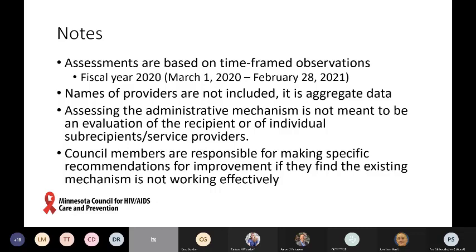And then also from the guidance is that doing this as council members is not meant to be an evaluation of an individual subrecipient or service provider or of the Part A recipient. We're really just looking at the system of care in general for the Part A TGA. And then again, we do want your specific recommendations for improvement if you find that you disagree with any of the objectives, indicating that the existing system is not working effectively.